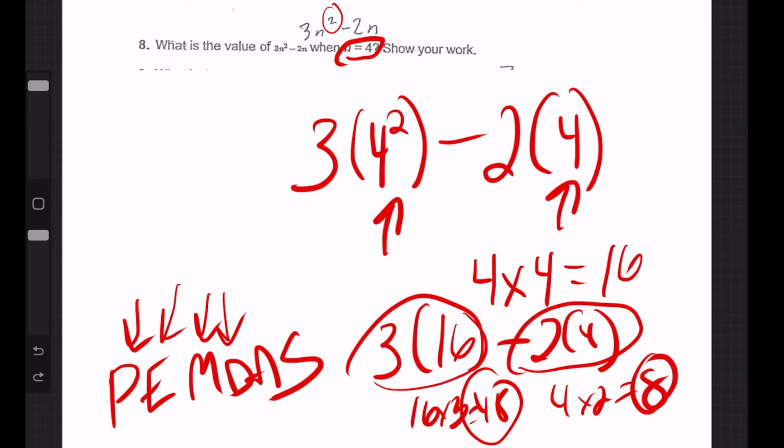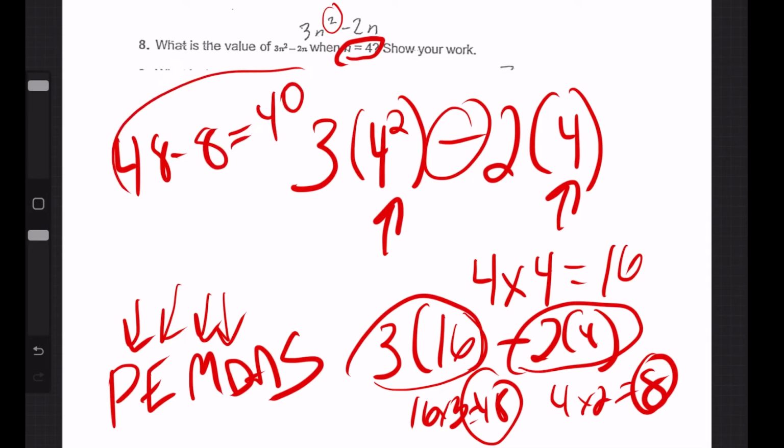So here we've got 3 times 16, which is now 48, minus, because we still got that minus sign there, 4 times 2, which is now 8. And 48 minus 8 is a whopping 40. How'd you do on this one? This one was a little tough. All right, let's go on to question 9.